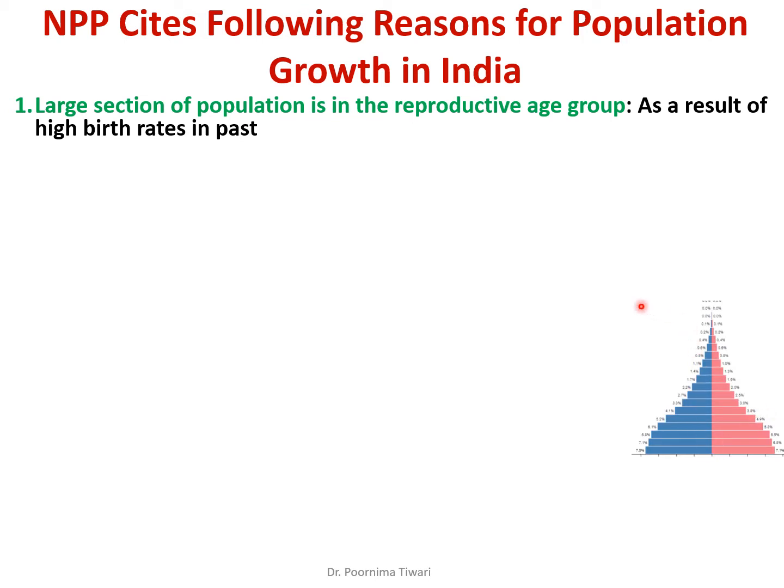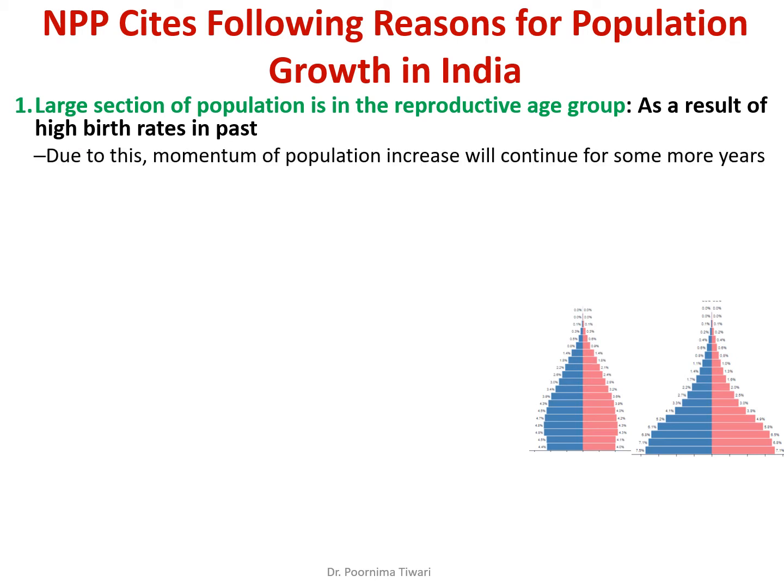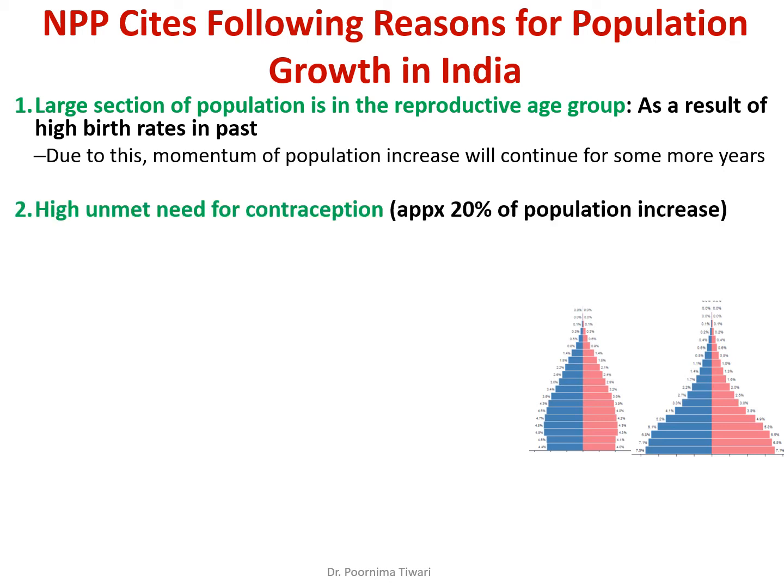This is the population pyramid of India long back. We can see that a large section is in the childhood age group in the past. This was because of high birth rates. The present age pyramid is seen something like this. We can see that the largest population is in the reproductive age group, in the adults. So because we have the highest proportion of this age group, they will continue to reproduce and the population will keep on increasing. This means that the momentum of population increase will continue for some years to come.